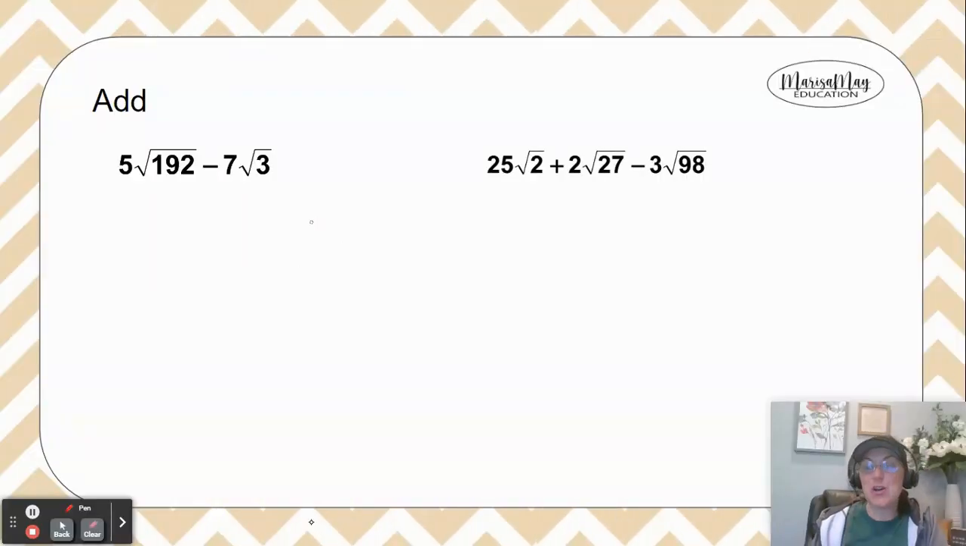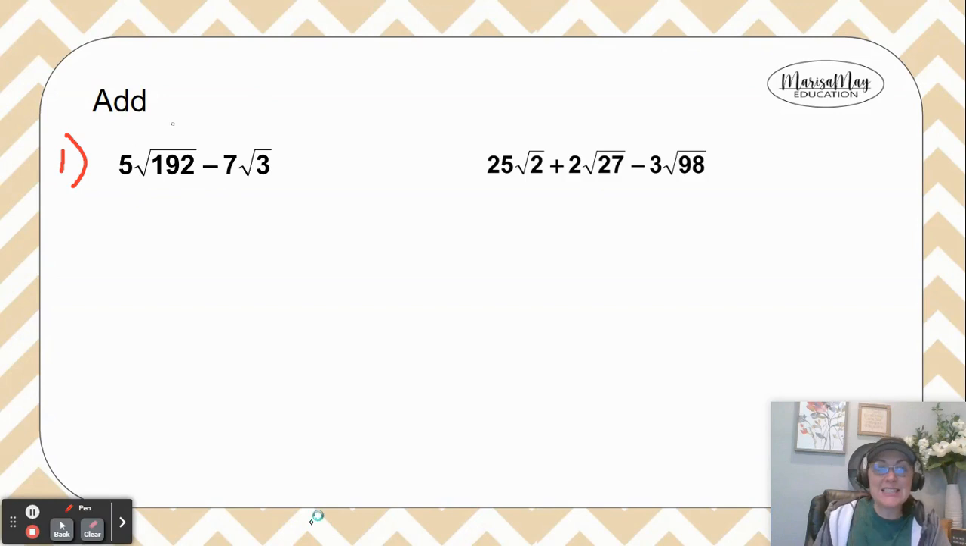My name is Dr. Marissa May. In this video, we will be adding and subtracting radical expressions, or expressions with square roots. Now, the key in order to add or subtract square roots is that they have to have the same number under the square root before you can add. So let's look at this first problem over here: 5 square root of 192 minus 7 square root of 3.